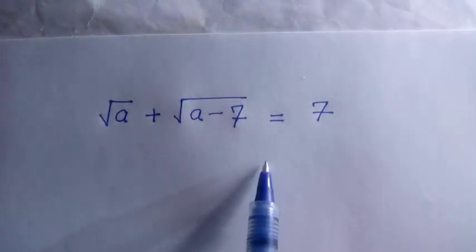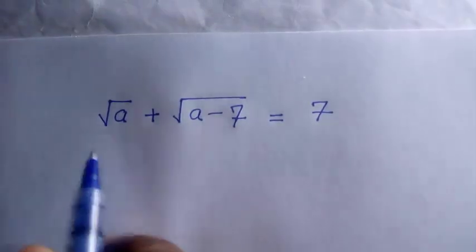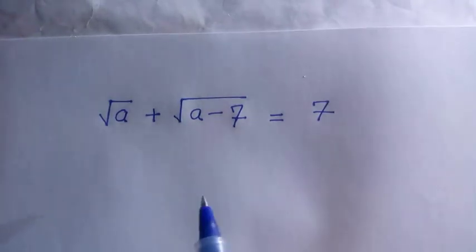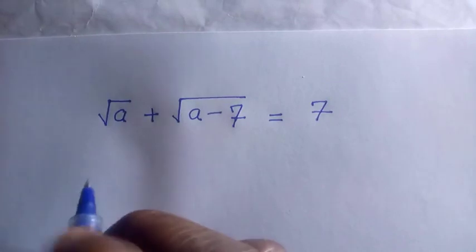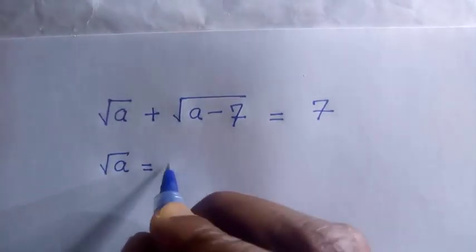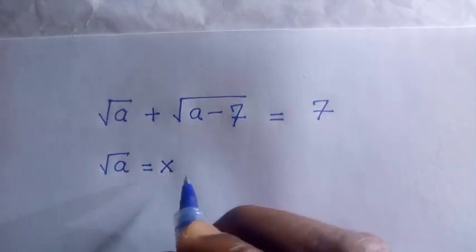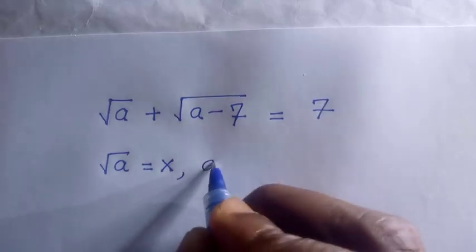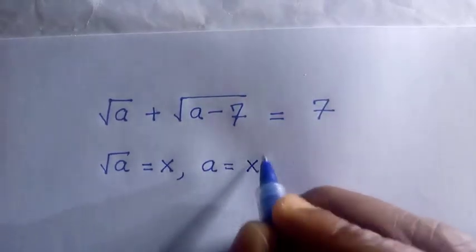How to find the value of a in these radical equations, where we have root a plus root a minus 7 equals 7. To solve this problem, we are going to let root a equal x. So with what we have here, we consider that a equals x squared.